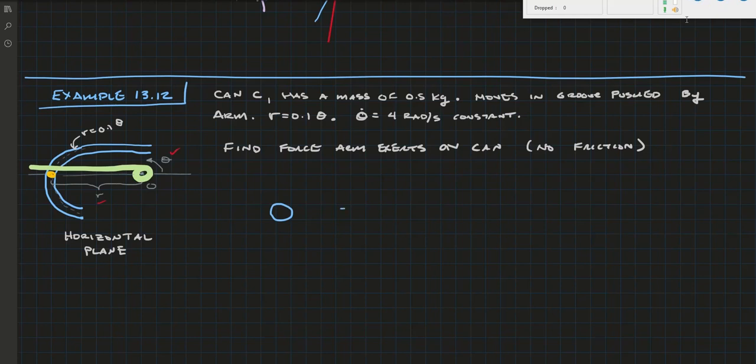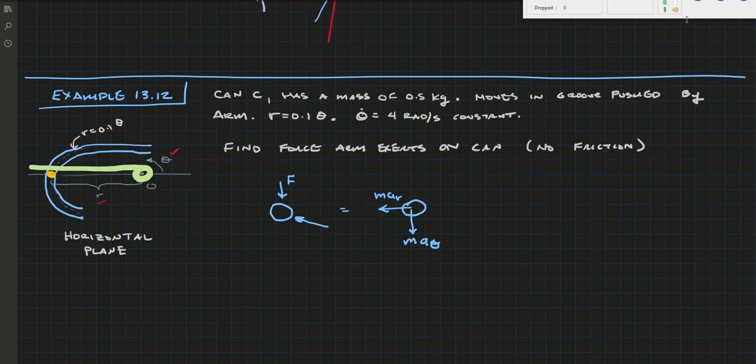We want to find the force the arm exerts on the can. So let's draw our free body diagrams. First off, if we're going to do this in cylindrical coordinates, let's define those. We'll have mass times acceleration in the r direction this way, and then perpendicular to that, mass times the acceleration in the θ direction this way. Now, what do we have going on here? Well, we have the force of the arm pushing that, and that's vertical.